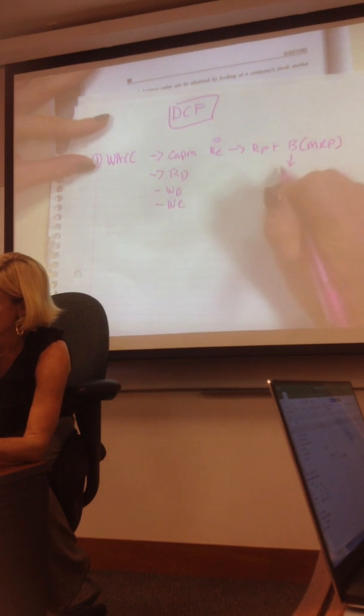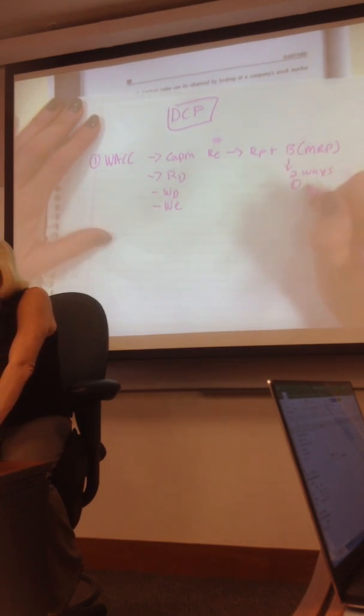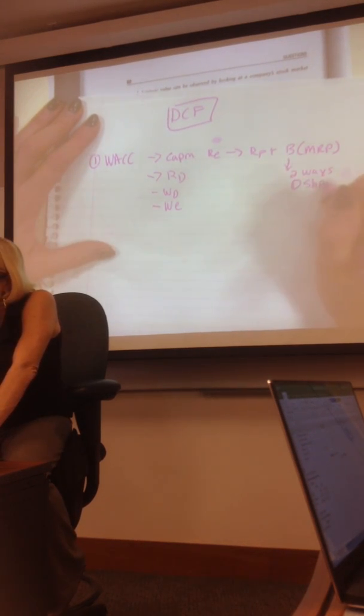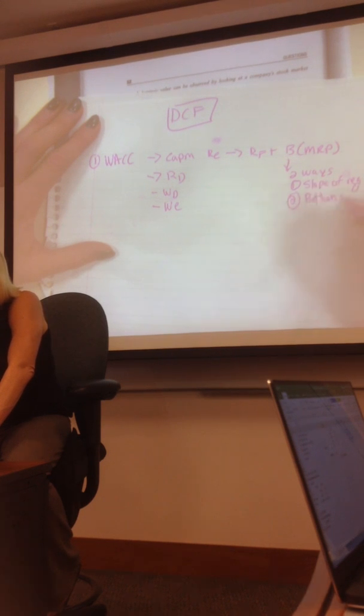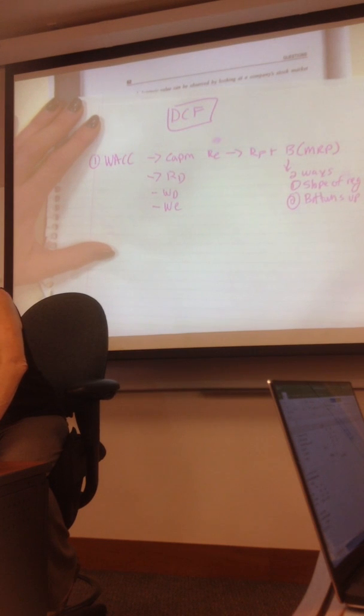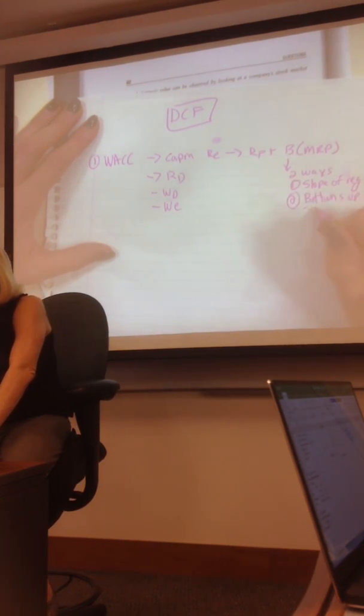There are two ways to get beta. What's the first way? You did it in LinkedIn. Regression. The slope, yes. So the slope of the regression. What's the second way? Bottom-up beta. Unlevering it and relevering it to your own debt. Exactly. So this is where you use competitors.